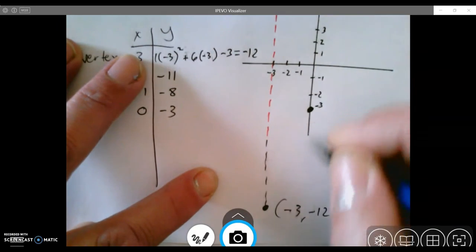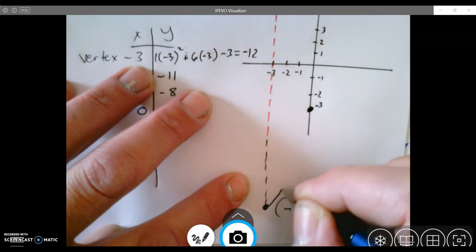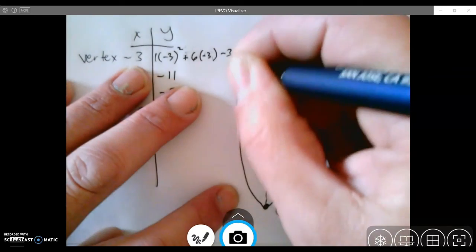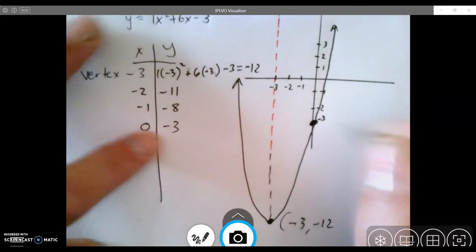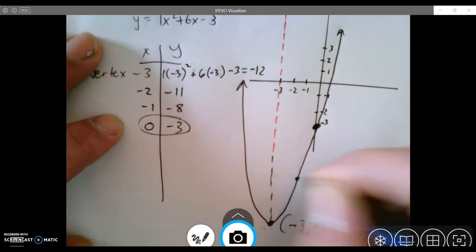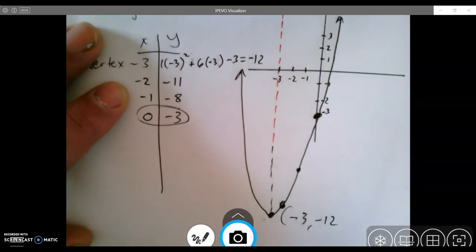Again, I don't have graph paper, so it's going to be hard to fill in the other ones exactly. But as you fill them in, you would have gotten a very steep parabola like that. Okay. With negative 3, 0, 0, negative 3 right there. Negative 1, negative 8 would be down here somewhere. And negative 2, negative 11 would be right down there. So the more points you have, the more shape you can get.